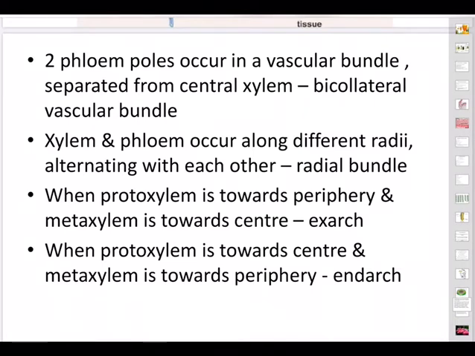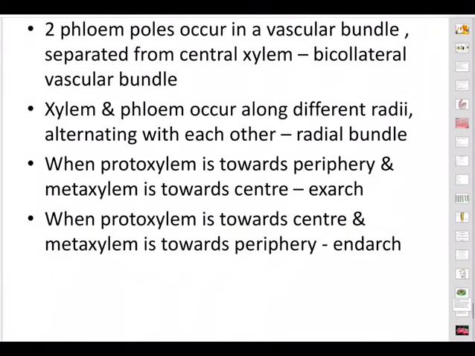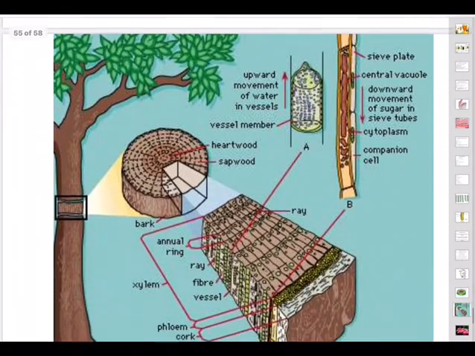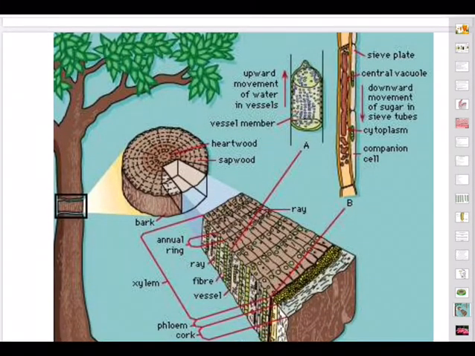Then we say amphicribal or hadrocentric vascular bundle. And in reverse, when xylem surrounds the phloem, then we say amphivasal or leptocentric vascular bundle. When protoxylem is towards the periphery and metaxylem is towards the center, as I already said, it is exarch. When protoxylem is towards the center and metaxylem is towards the periphery, then it is endarch. So many technical words you need to remember here.